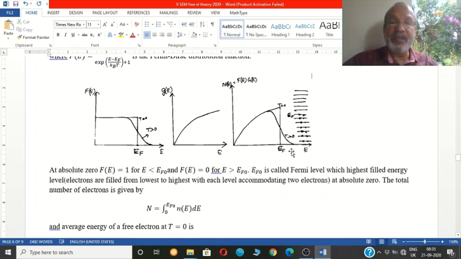Above absolute 0, a few electrons can go from here to upper energy levels. So the number of electrons reduces here, and the number of electrons in the upper energy levels increases a little bit. A few electrons will be excited from here and go to the higher levels. So this is the distribution of electrons in various energy levels in the quantum mechanical model, or Sommerfeld model.